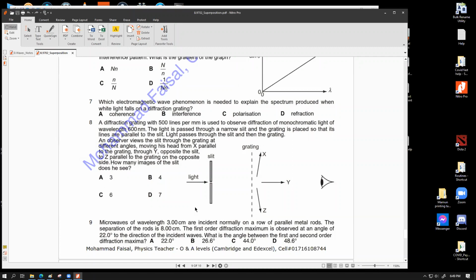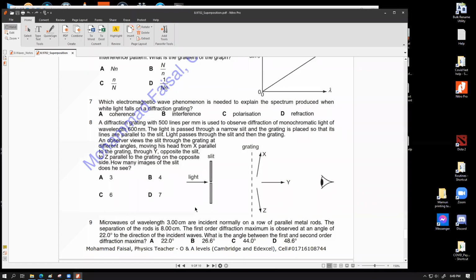An observer views the slit through the grating at different angles, moving his head from X, parallel to the grating, through Y, opposite to the slit, to Z, parallel to the grating on the opposite side. How many images of the slit does he see?